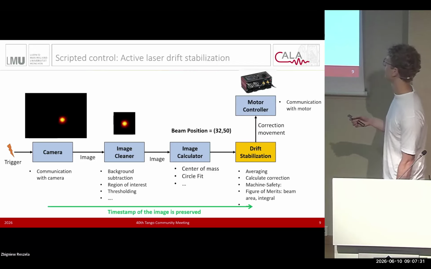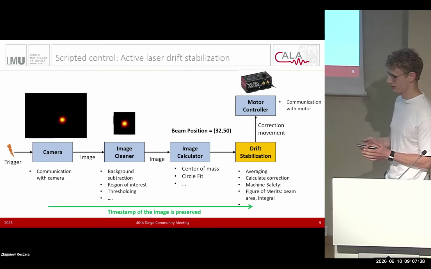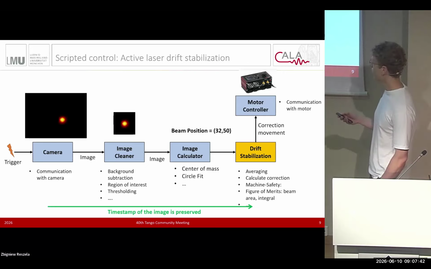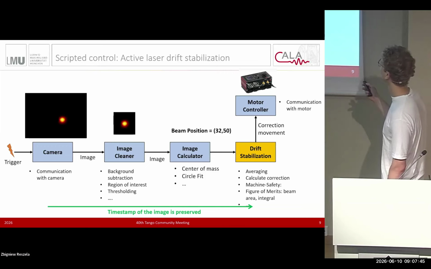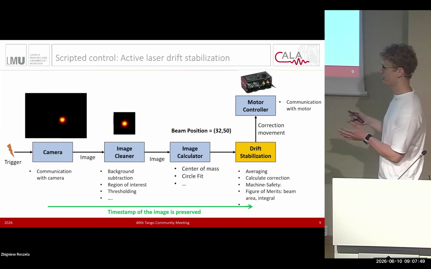And this correction movement is then sent to the motor controller device, which communicates only with the controller and is just there to move the motorized mirrors. And of course, this is not only done once, but in an infinite loop to always actively counter this beam drift.